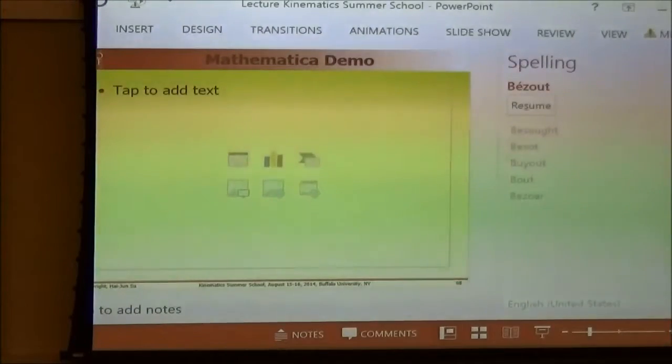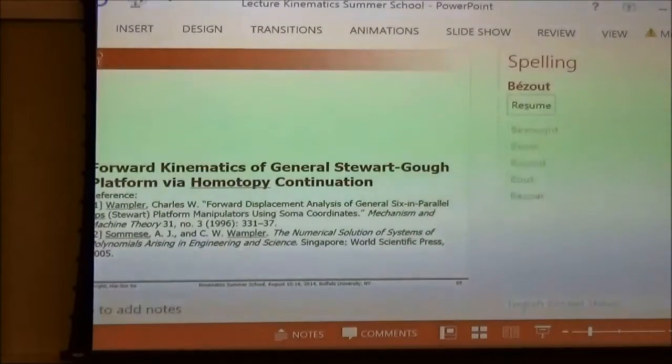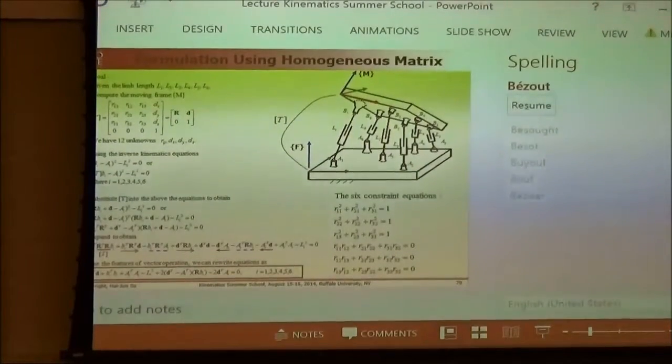Few more slides. That's on the homotopy problem. That's the forward kinematic of Stewart problem using homotopy approach. And so this is the kinematic equation to be solved.